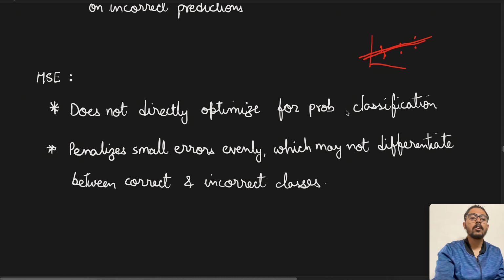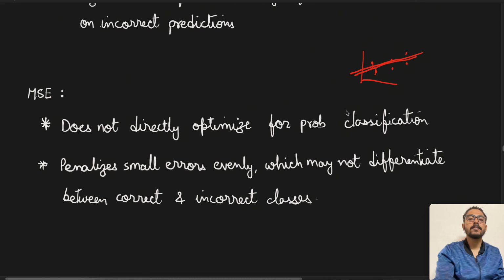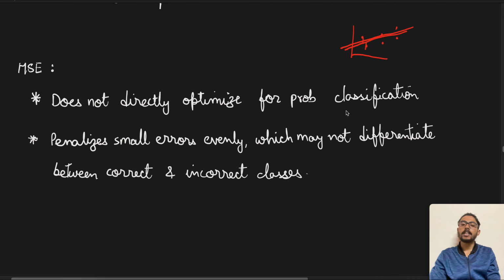So the conclusion that we get out of this is that cross entropy is generally better for multi-class classification tasks because it directly optimizes for probabilities and penalizes misclassifications very appropriately. On the other hand, mean squared error loss may not be as effective because it treats probabilities more like regression outputs rather than class probabilities.